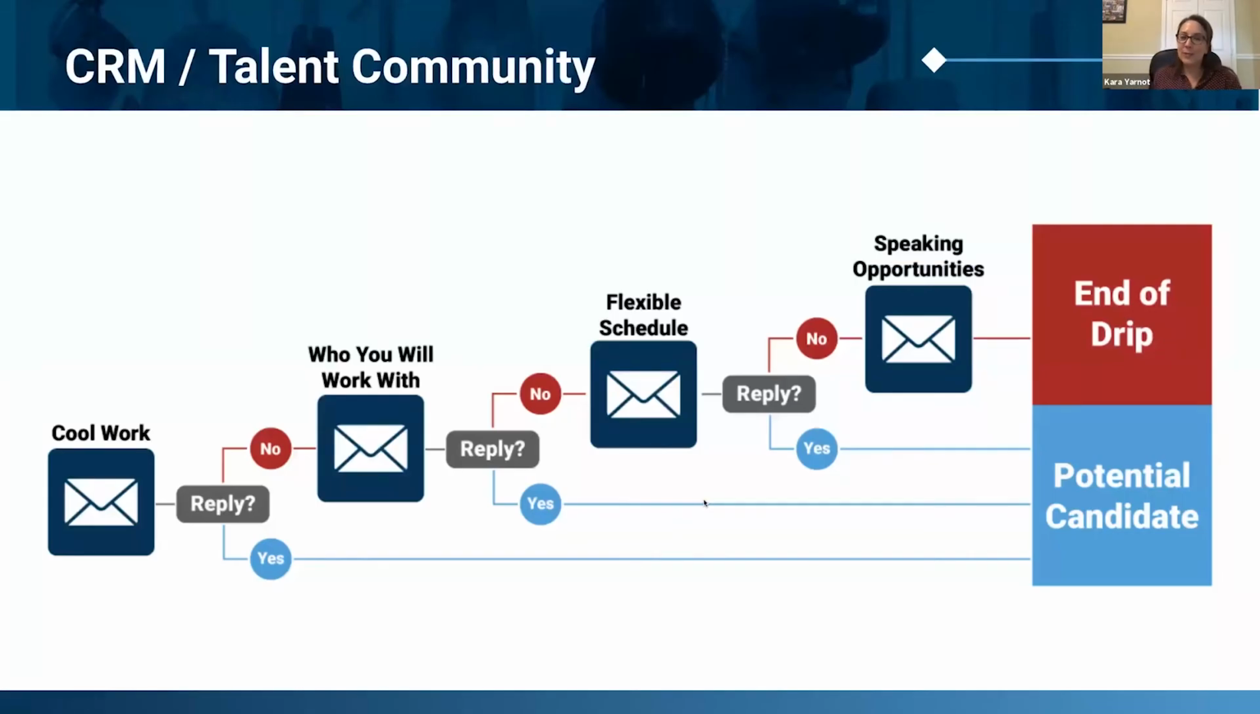I mentioned using the CRM or talent community. So if you do have a CRM and it has the ability to do these email drip campaigns, depending on the amount of sophistication, this is the one we've developed that we think would be most beneficial for Chris. Email 1 is going to talk about the cool work that we get to do. It might highlight something that we've done in the last year. And then we see if the candidate has replied. If they have, we're going to move them into the potential candidate bucket, and we're going to have very specific outreach. One of us is going to contact them directly.